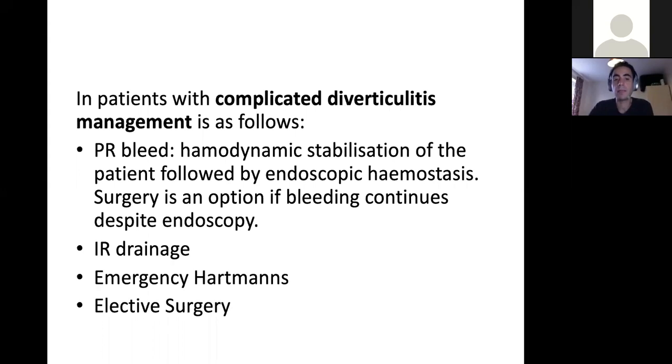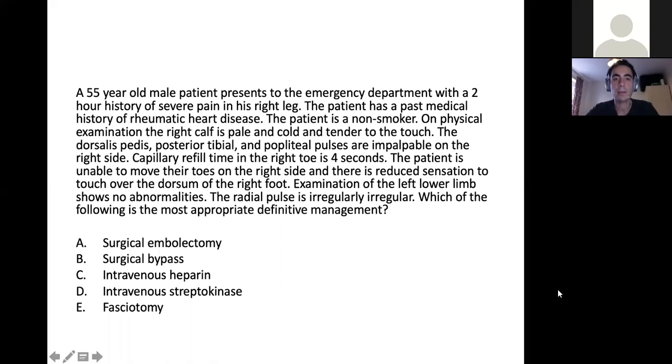The emergency Hartmann's is the emergency operation of choice in cases of complicated diverticulitis or unwell patients with diverticulitis. And obviously, as mentioned before, for patients with recurrent episodes of diverticulitis or very symptomatic diverticular disease, you think about doing an elective surgery. Okay, so moving on to the next question, a bit of vascular.